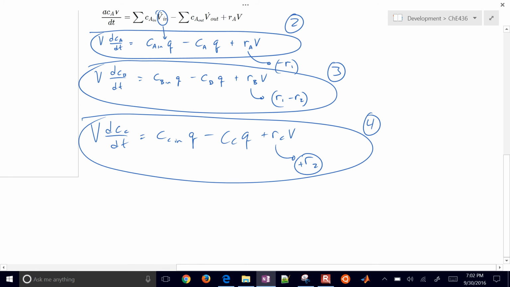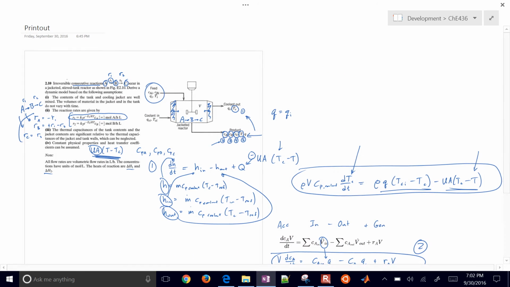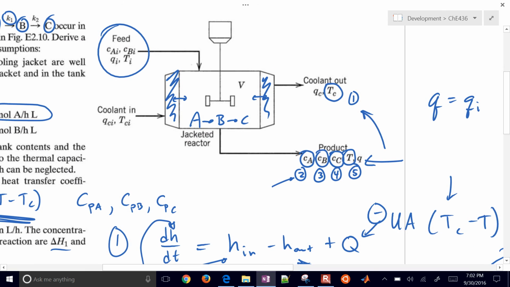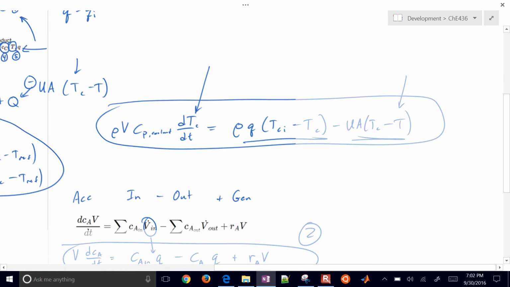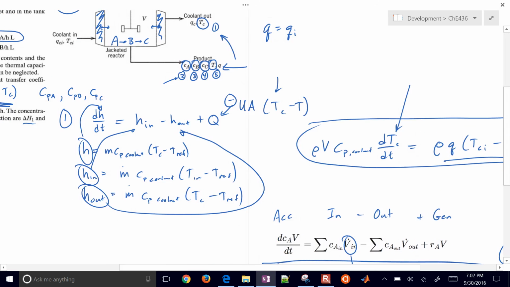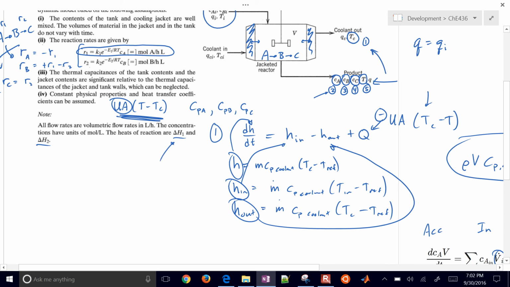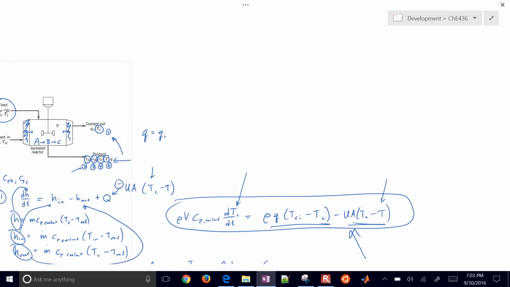Now hopefully this was just kind of a warm-up for this last one. This is going to be the energy balance for our reactor contents. This one's going to be just a little bit trickier, but very similar to the coolant one. The only real difference between this and the coolant one is that in the fifth one we're going to have some heats of reaction as well. If you remember from the problem statement, we had these heats of reaction right here.